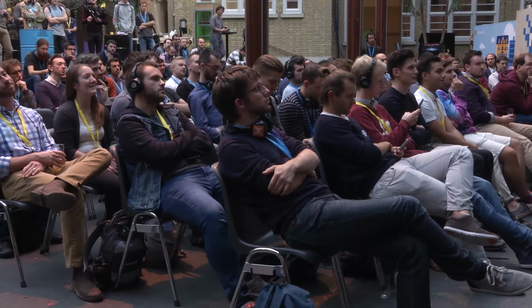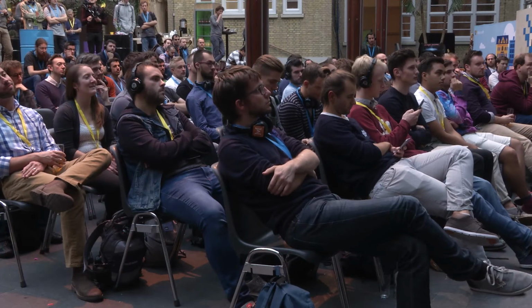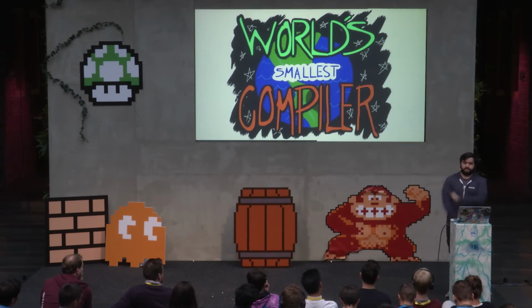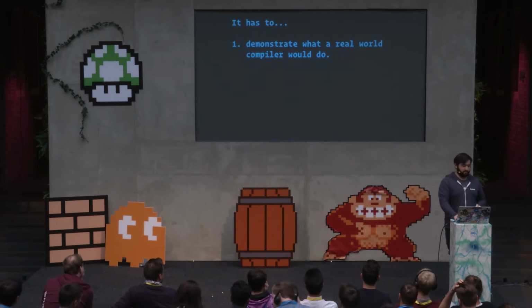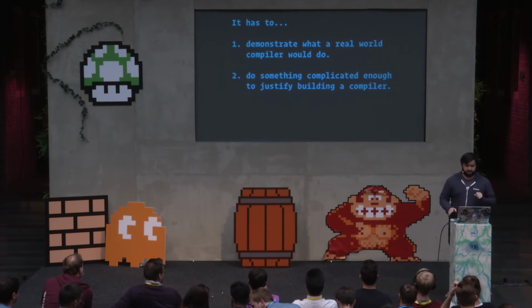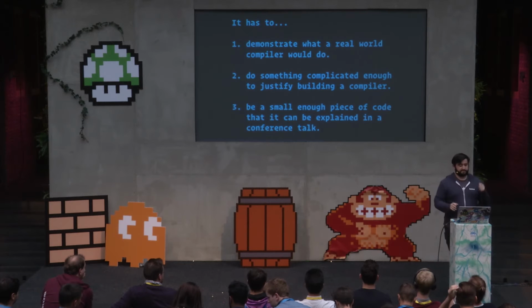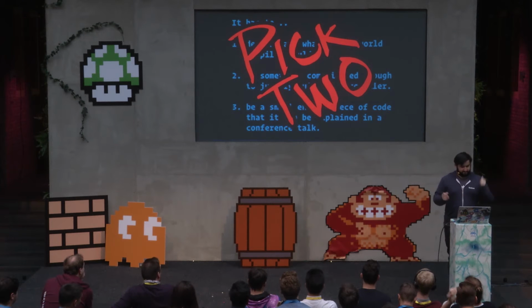Well, when I was thinking of how to create this talk, I knew I wanted to frame things from a more comfortable perspective. But I also wanted to teach in the same way that I learned, by reading actual working code. So when I went to write this talk, I declared that I would write the world's smallest compiler, thinking that would be super easy. I just have a couple of requirements. It has to demonstrate what a real-world compiler would do. It has to do something complicated enough to justify building a compiler. And it has to be a small enough piece of code that it can be explained in a conference talk. Well, turns out that's really difficult.